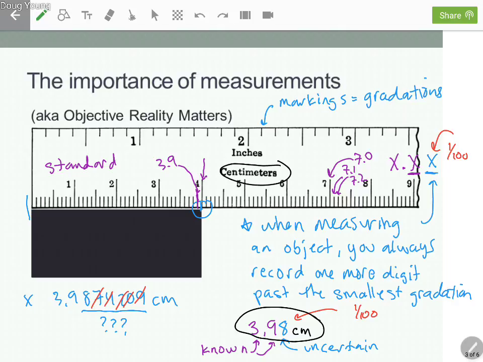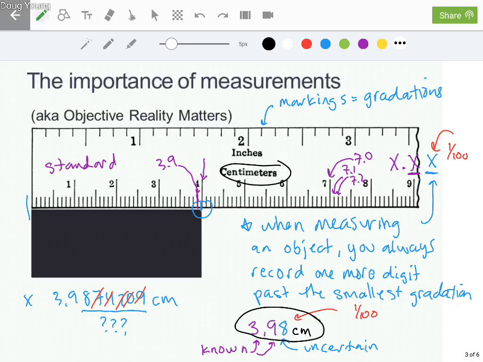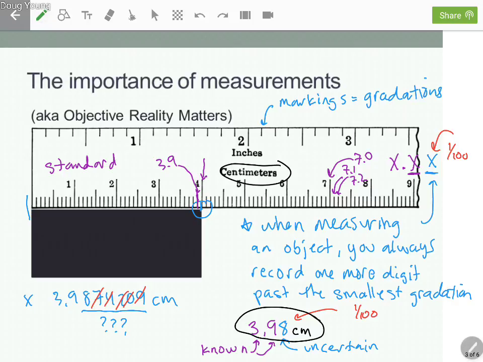So the numbers that are given by the gradation, once again, are the known numbers. And then the uncertain one is the one that you guess. The one where you kind of say, it's between this and that. I think it's about here. Because this uncertain number is supposed to imply really that you're not 100% sure. It could be plus or minus 1 in that spot. Like maybe this number is really 3.99. Maybe this number is really 3.97. But it's probably in that range, right? So the number is somewhere around there.